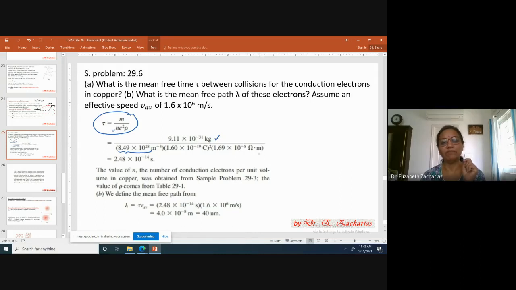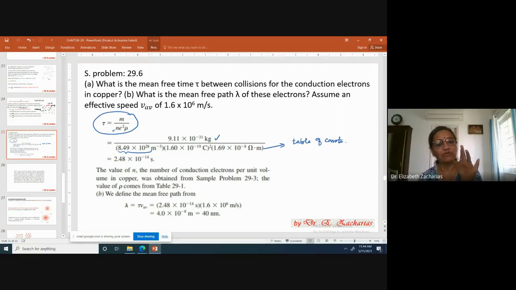Where is it coming from? It is also coming from the table of constants for different materials. In an examination, we will give that value to you. So if you calculate the mean free time, you will get 2.48 into 10 to the power of minus 14 seconds.